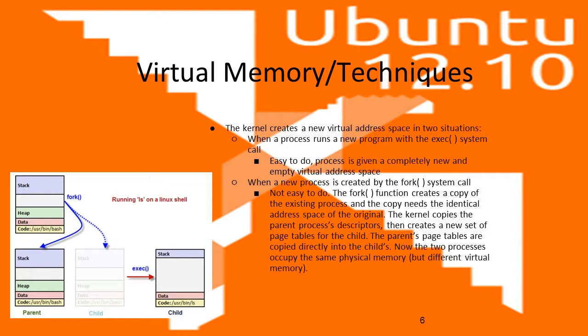The kernel copies the parent's process descriptors, then creates a new set of page tables for the child. The parent's page tables are copied directly into the child's, so now the 2 processes occupy the same physical memory, but of course different virtual memory, because the virtual memory is what the programs see, and the physical memory, as we remember, is the actual hardwired memory. And on to slide 7.